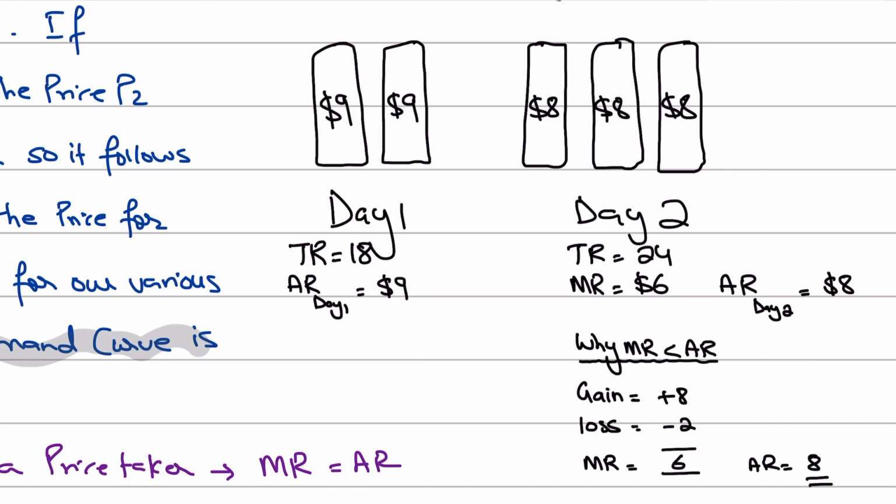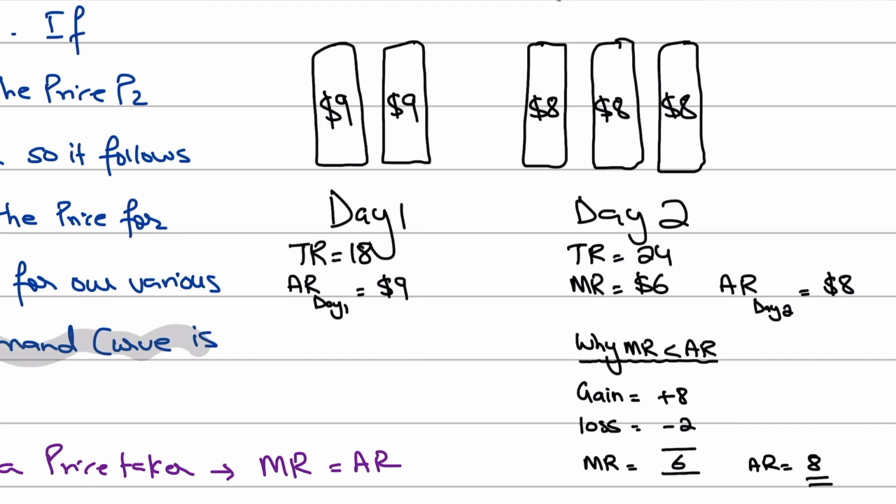And you need to understand this. Why? And it also means that the marginal revenue falls faster than the average revenue. So two things: why is marginal revenue less than average revenue, and why is marginal revenue falling faster than average revenue? We need to see both these things.